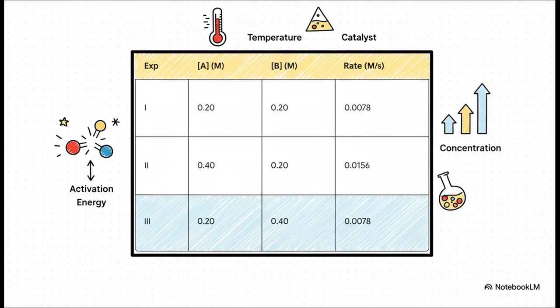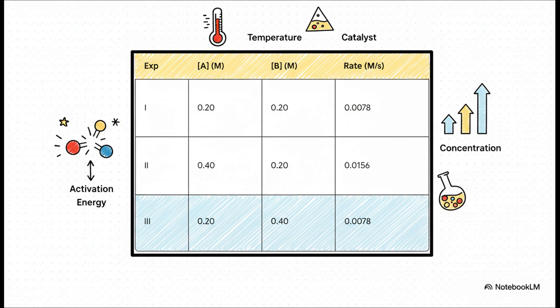Let's do some of that detective work right now. Compare experiments 1 and 2. See how we doubled the amount of reactant A but kept B the same? Now look at the rate. It went from 0.0078 to 0.0156. It exactly doubled. That perfect one-to-one relationship means the reaction is first order for A.